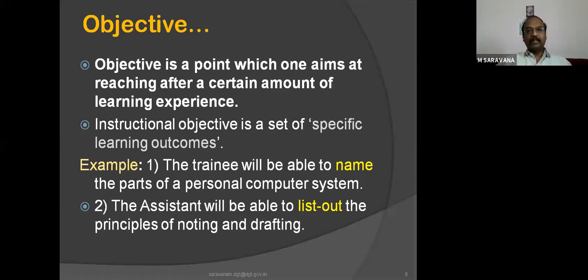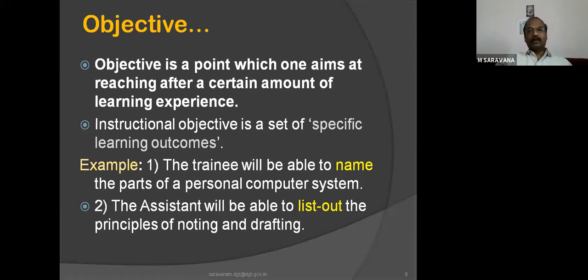So the instructional objective statement should be outcome based. The trainee will be able to name the parts of the system, or the assistant will be able to list out the principles of noting and drafting after teaching the procedures of noting and the procedures of drafting. These are the examples which will help you understand the differences.